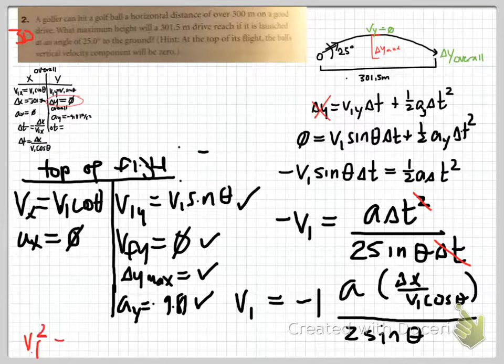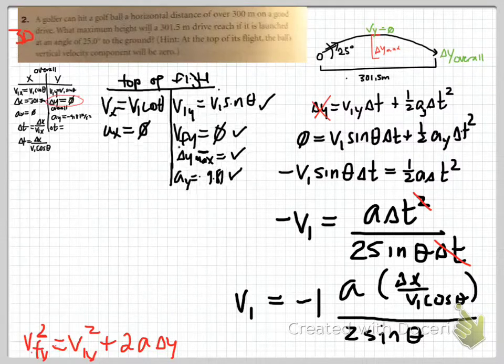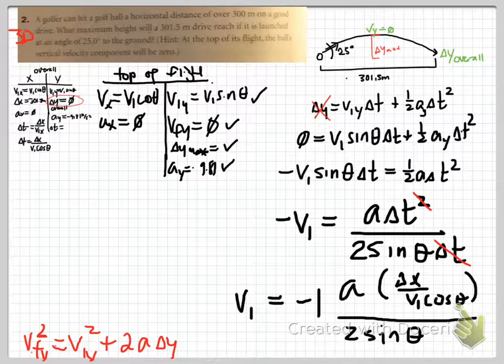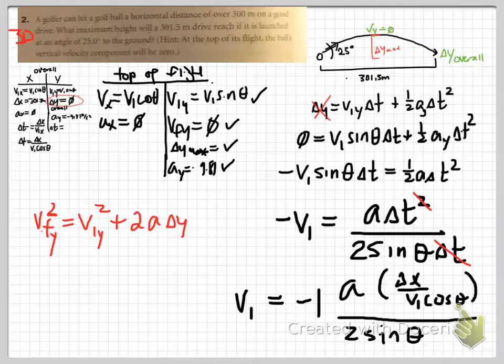Oh, why, it's our old friend, one we haven't seen in a while. Vf squared equals Vi squared plus 2a delta y. And of course this would be Vfy and this would be Viy. Well, now we have some substitutions to do. I'm going to let you take it from there, using all the expressions we've created for Viy, and for delta, well, we don't need an expression for delta y. Using all of those expressions, this would be, of course, delta y max. Can you solve it? I bet you can.